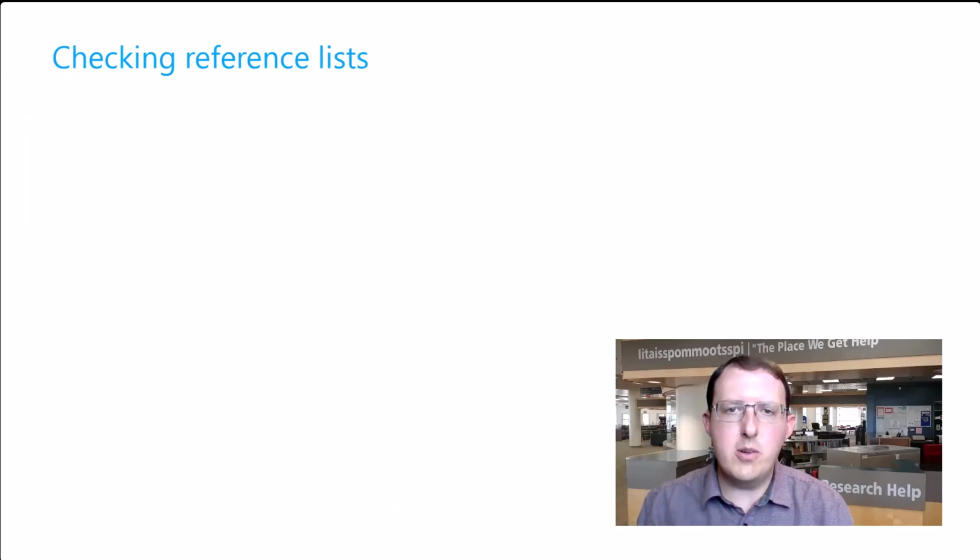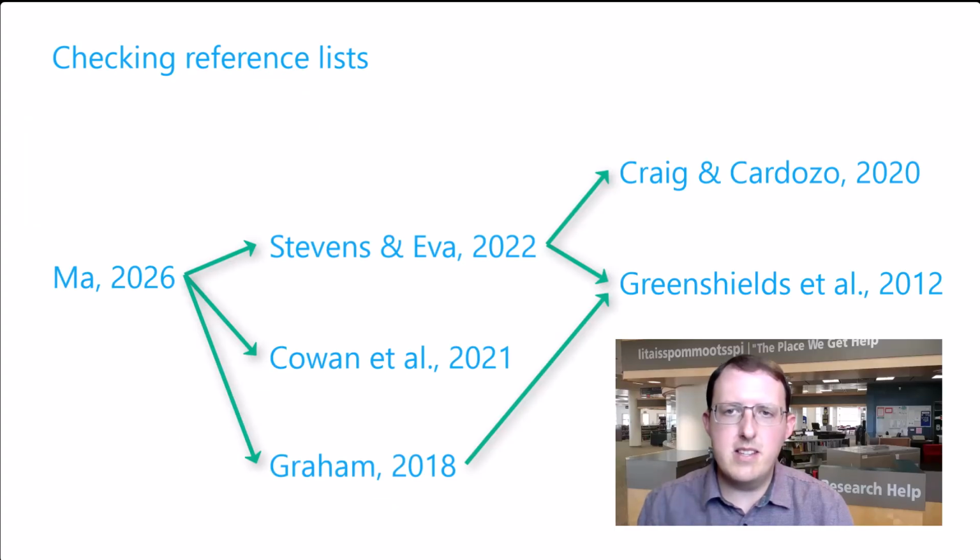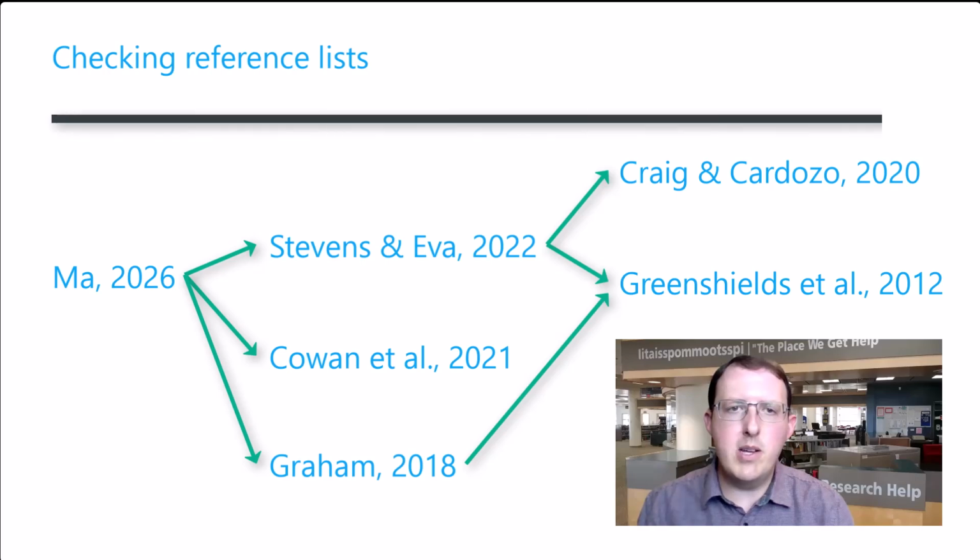Consulting reference lists can be a great way to find additional relevant sources. However, they will necessarily be older than the source in which they're cited. That may be quite all right, but in some fields, currency is especially important, and you may be more interested in finding items published more recently.